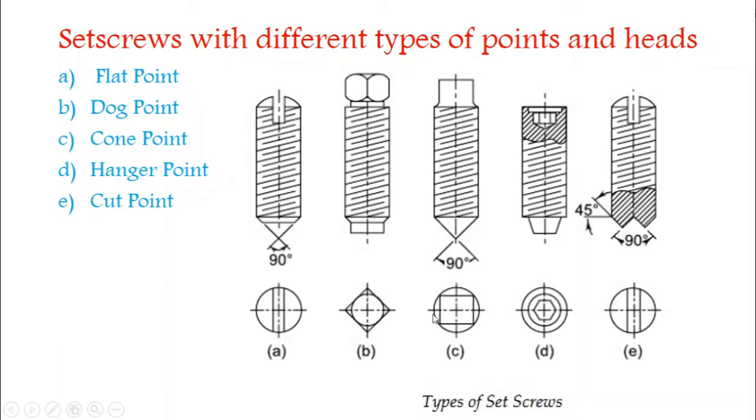And third one is the cone point. The cone point is used when the lateral force is small. When the lateral force is small, we use cone point set screws.